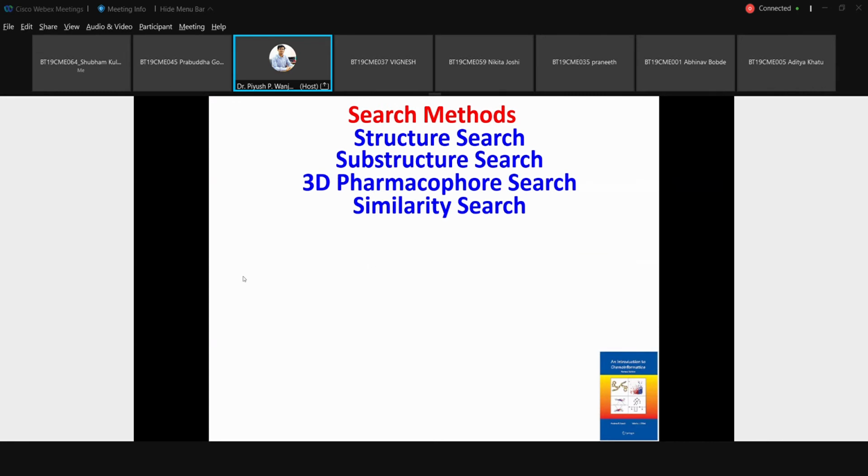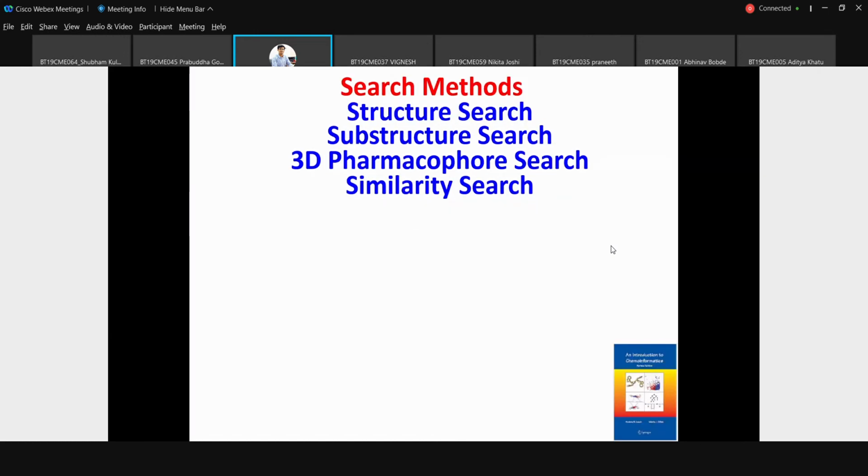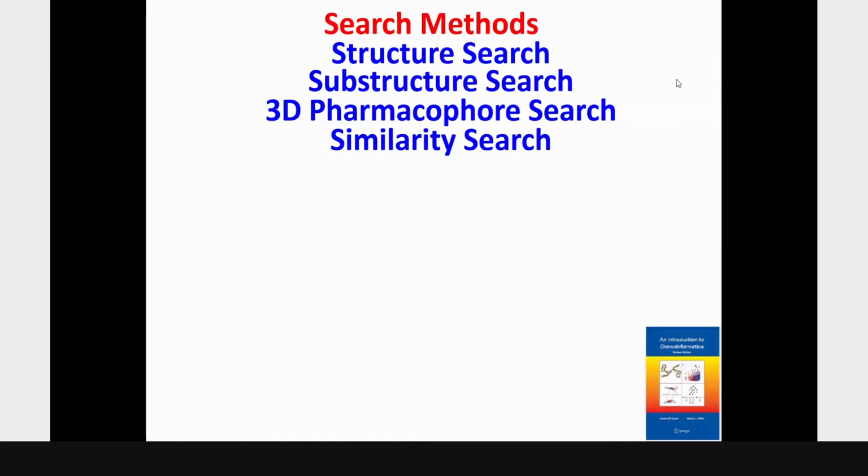There are so many different things for identifying these kinds of similarities, and day by day the methods are evolving. Some of the methods you already know, like structure search. Then there is another term called substructure search. Then 3D pharmacophore search, and finally, what is important to us is the similarity search. These are different from the earlier ones. So what are the differences?